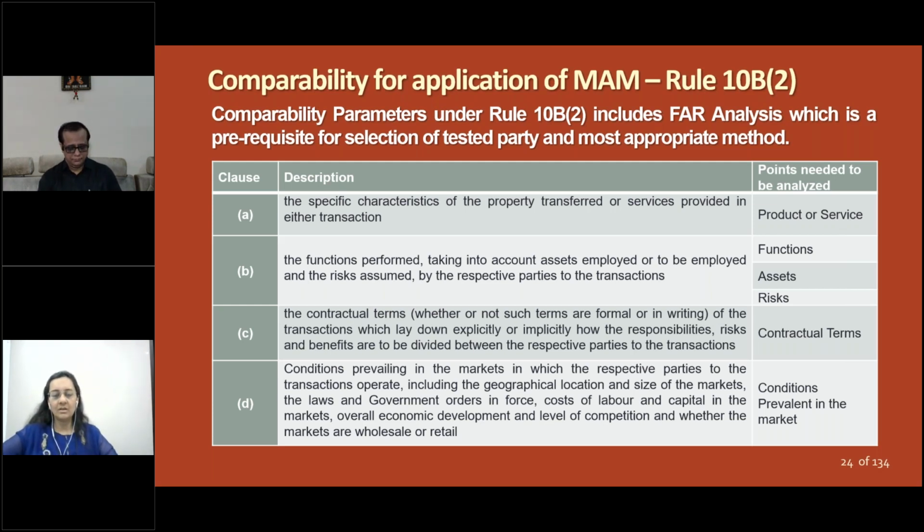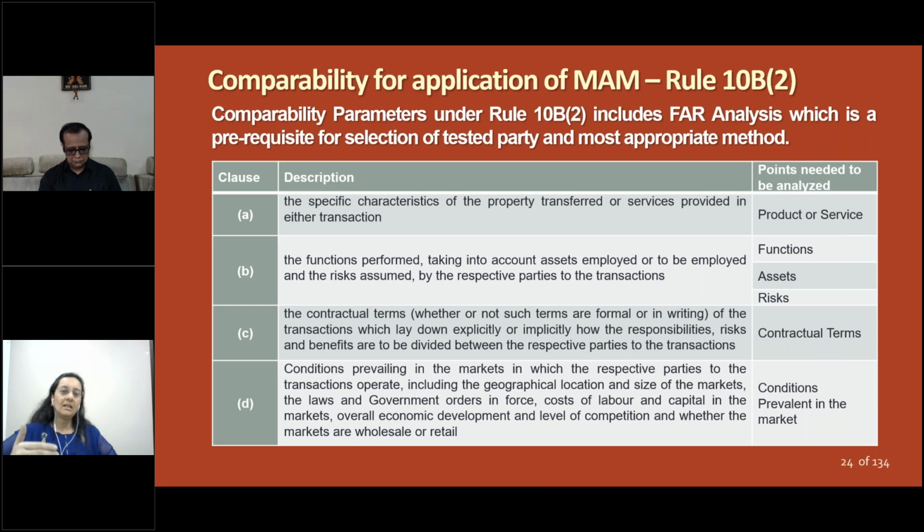Cost of labor and capital. Similarly, a cost of an engineer in the US is not the same as the cost of an engineer in India. So how do you adjust for the two? I've explained level of economic development and competition. Again, wholesale and retail is also a very important factor for judging comparability. A wholesaler has a completely different profit margin and different cost structure than a retailer, and also does different functions.